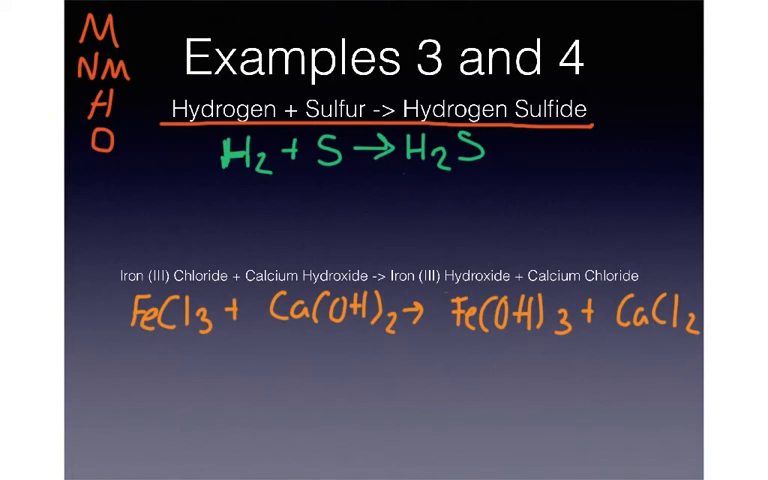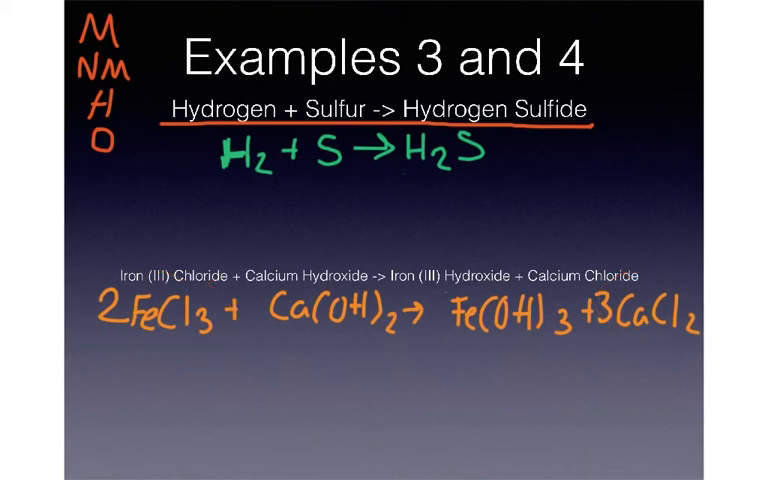Now the next thing we should look at are our nonmetals. Since chlorine is the first nonmetal we see, let's just go with that one. We have 3 chlorines here and 2 chlorines here. That wouldn't work. So to balance them, we would put a 2 here and a 3 here, because then that would give us 6 chlorines on this side and 6 chlorines on this side.